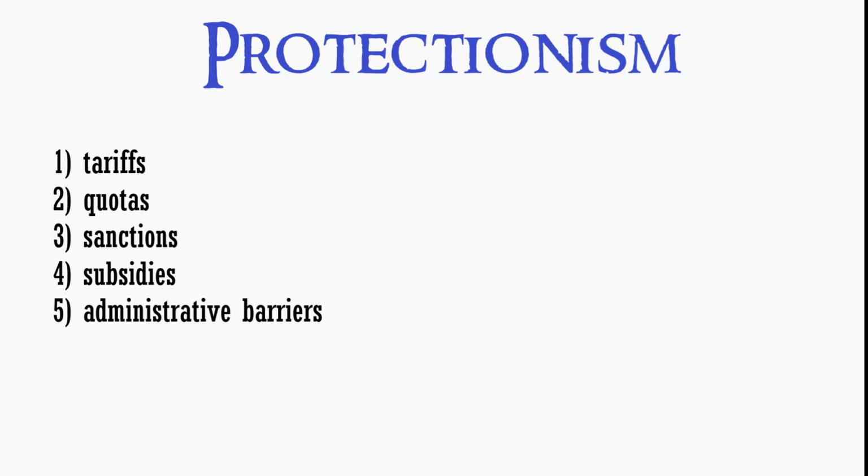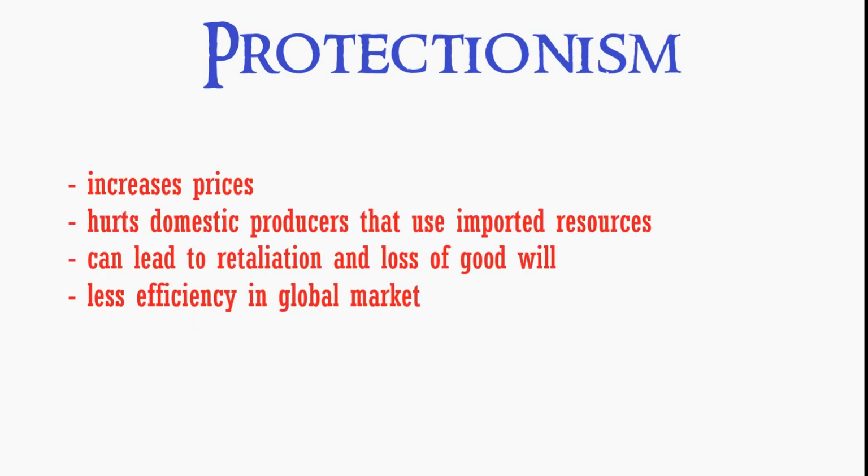So there are five main forms of protectionism: tariffs, quotas, sanctions, subsidies, and administrative barriers. I won't get into these in this video because there are separate videos dedicated to each of these. One thing that I will discuss, however, are the negative aspects of protectionism. One con is that it increases domestic prices. There's a reason why foreigners are able to import to different countries. It's because they have comparative advantage. They have a lower price because of that comparative advantage.